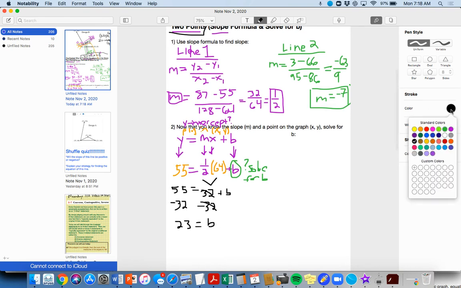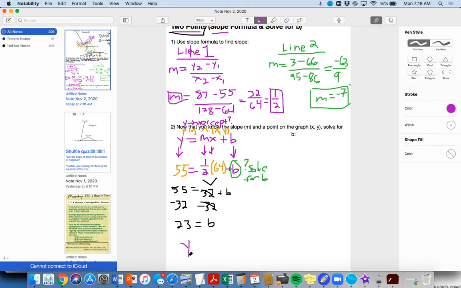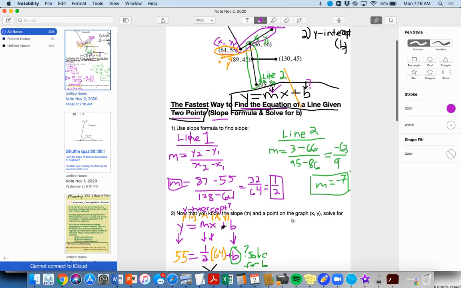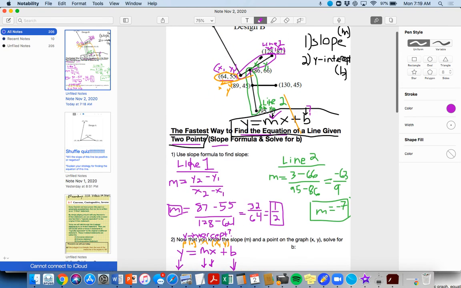And we have finally gotten to what our equation is here. And our equation is y equals 1/2 x plus 23. And that is the equation of this line segment right here.